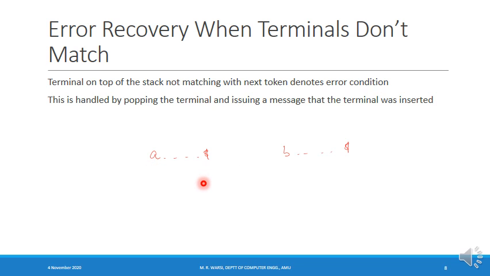If I handle the error in this manner, what is my assumption? My assumption is that when a small a is on top of the stack, parser is expecting the terminal symbol small a in the input buffer, rather some other terminal symbol has come. So this terminal symbol was probably missing from the input buffer, so this was inserted. That is the message that was given to the user programmer, and by popping this from the stack, the parser continued parsing.